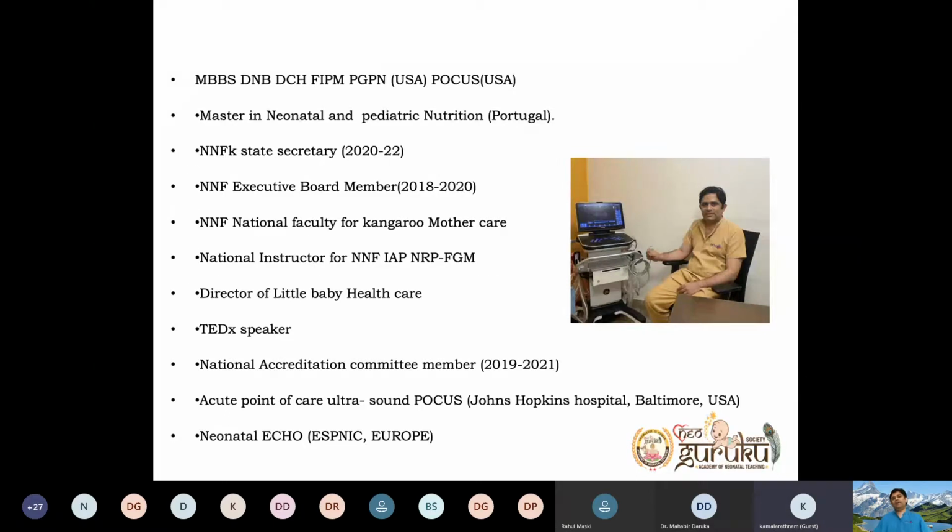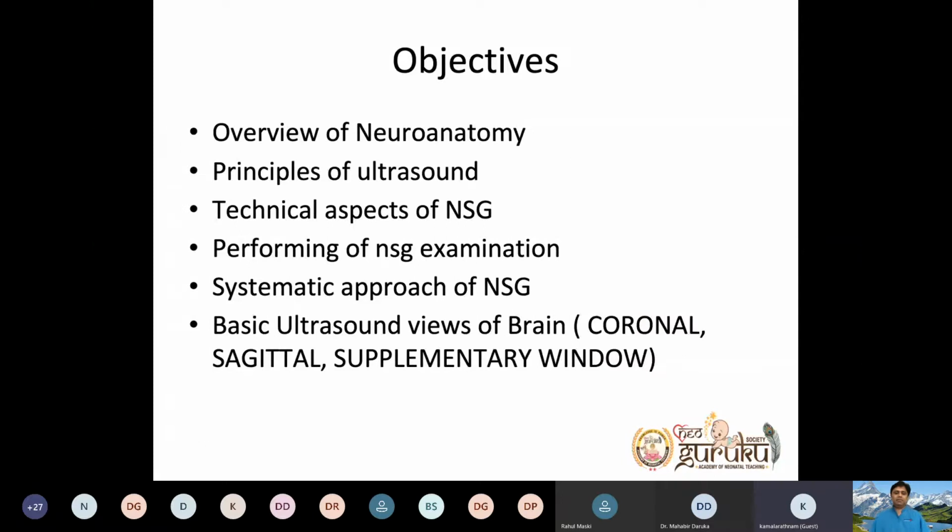So today, the objectives of today's webinar session will be on neuroanatomy, principles of ultrasound, technical aspect, performing neurosonogram examination, systematic approach. Probably once we get into the next class, we'll do that. So in the views, it's going to be coronal and sagittal views of standard views and supplementary window views.